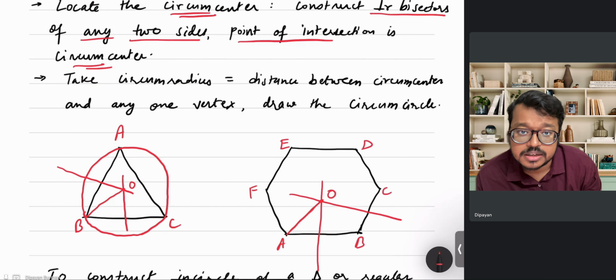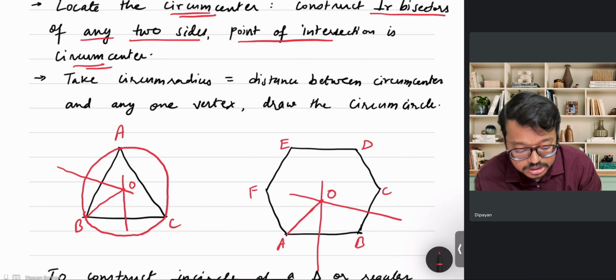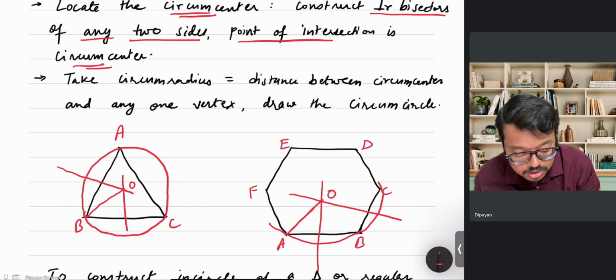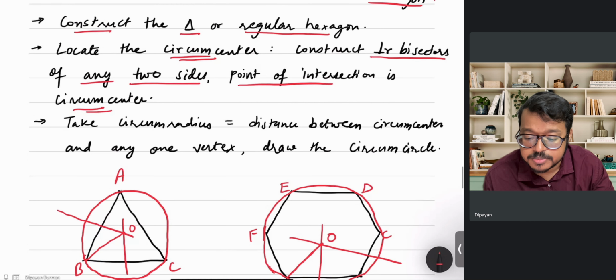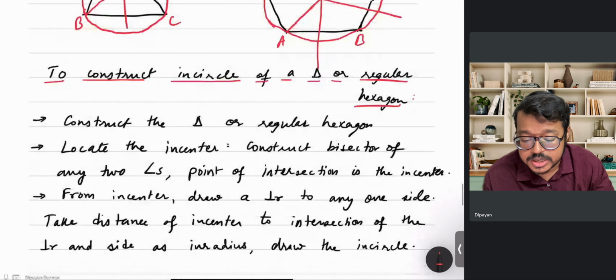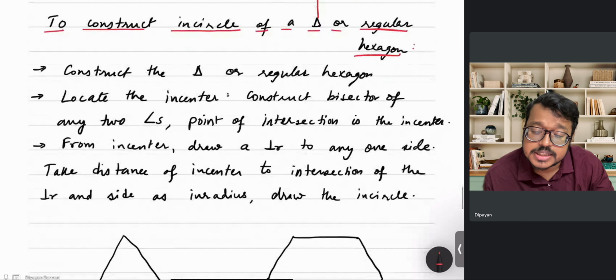And then with the center O and radius OA, you will be able to draw a circle which passes through all the 6 vertices of your regular hexagon. So that is construction of circumcircle. Then to construct incircle, again it's the same concept.